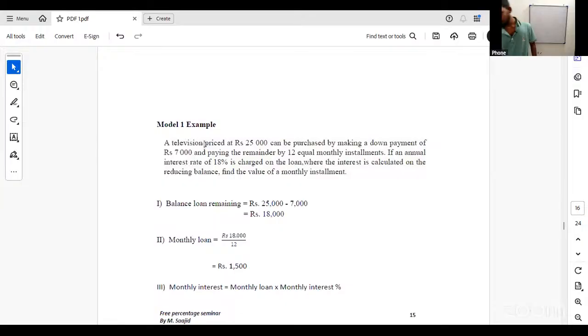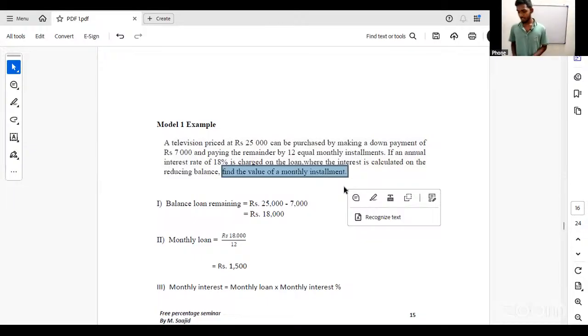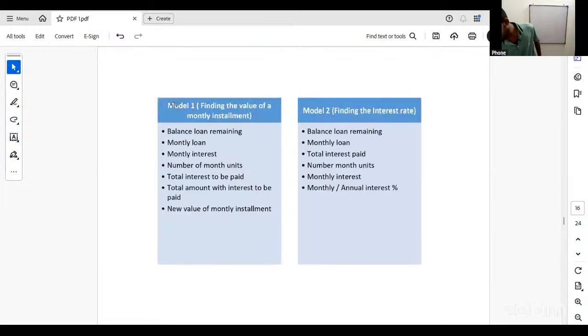Now see the question. The first example says a television priced at 25,000 can be purchased by making a down payment of 7,000 and paying the remainder by 12 equal monthly installments. And if an annual interest rate of 18% is charged on the loan, where the interest is calculated on the reducing balance, find the value of a monthly installment. So you can find the type of the model by this last sentence. The last sentence says, find the value of a monthly installment. So it's the first one.